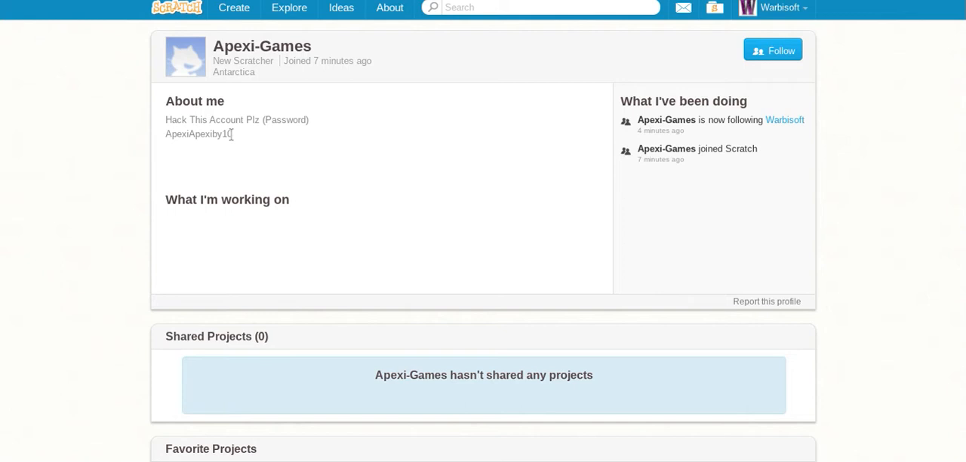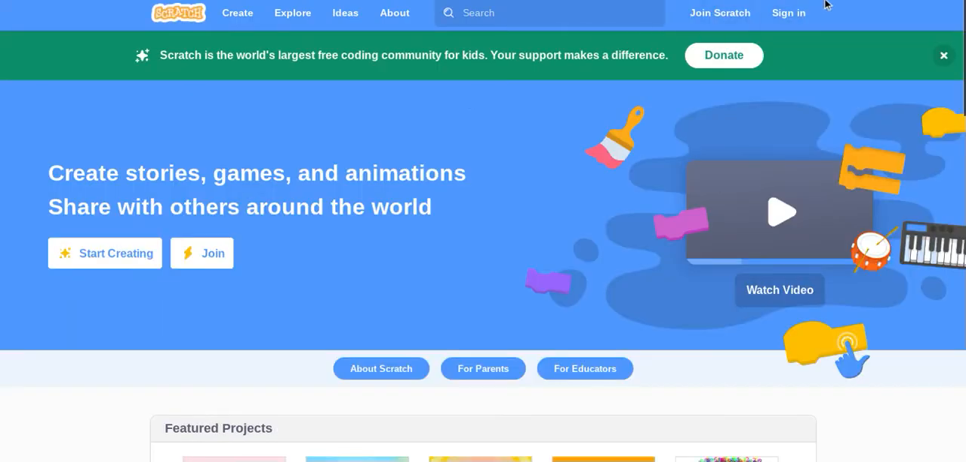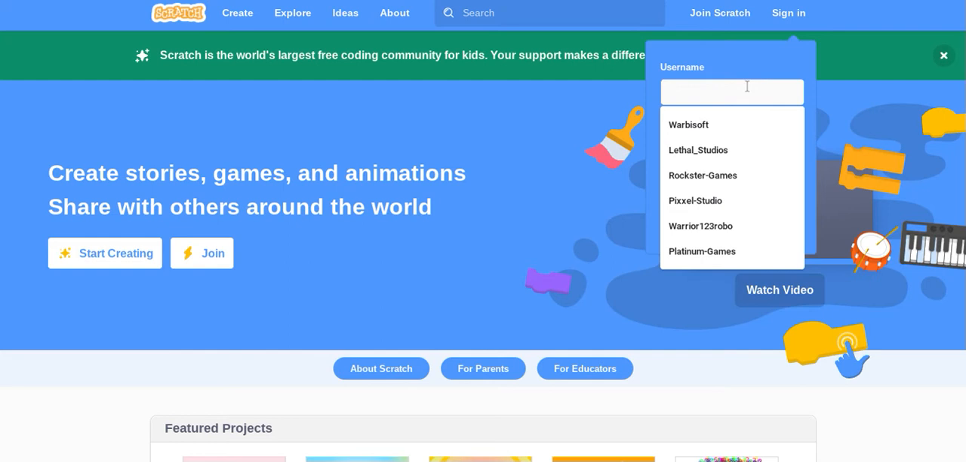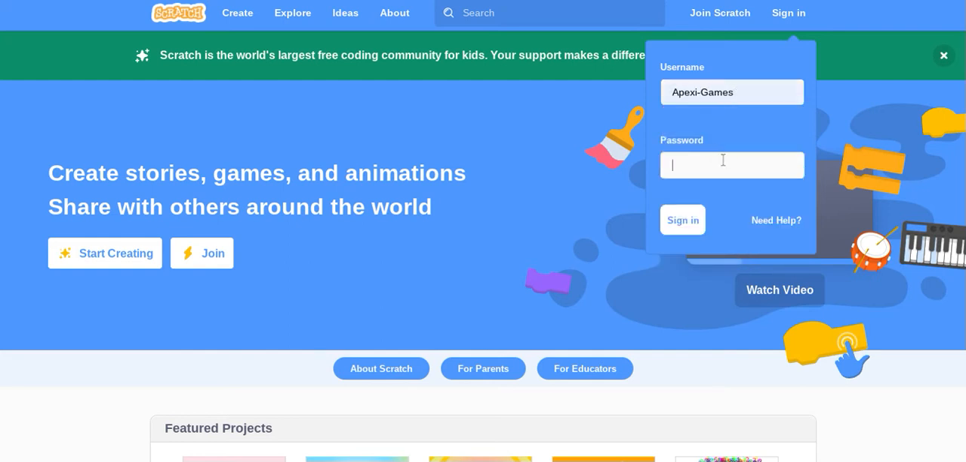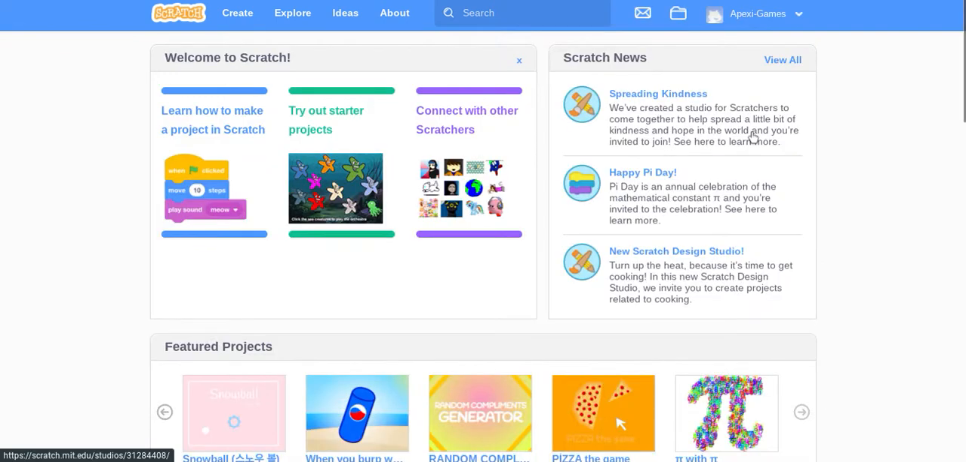So I copied their password, because I was really expecting this not to work and them to just troll me, but it did. You do Apexy Games, and then you do the password. Look what happens! They actually want people to hack their account.